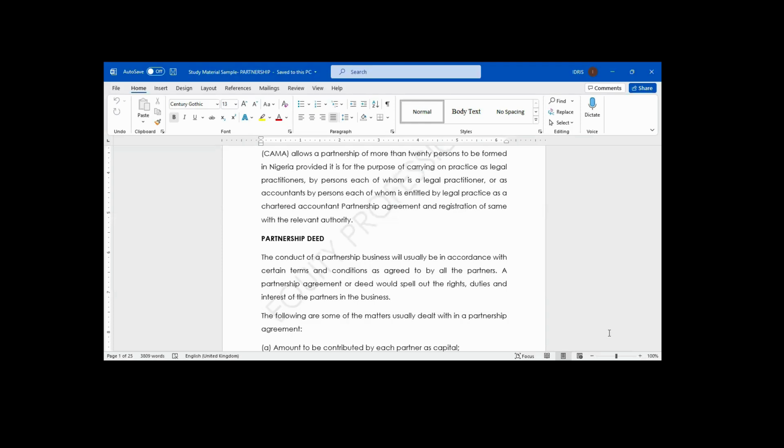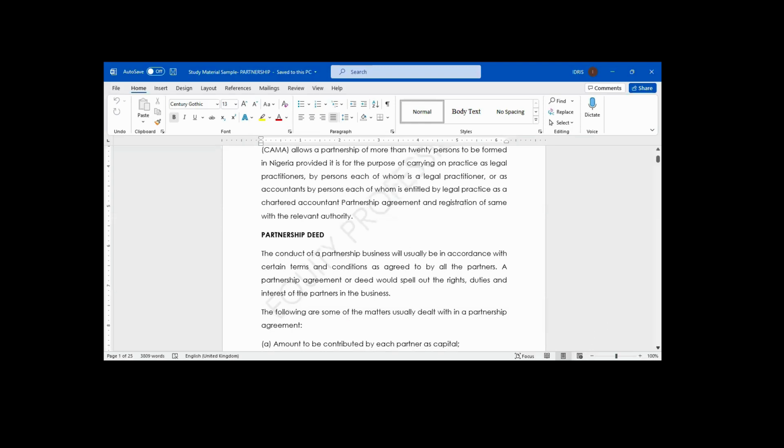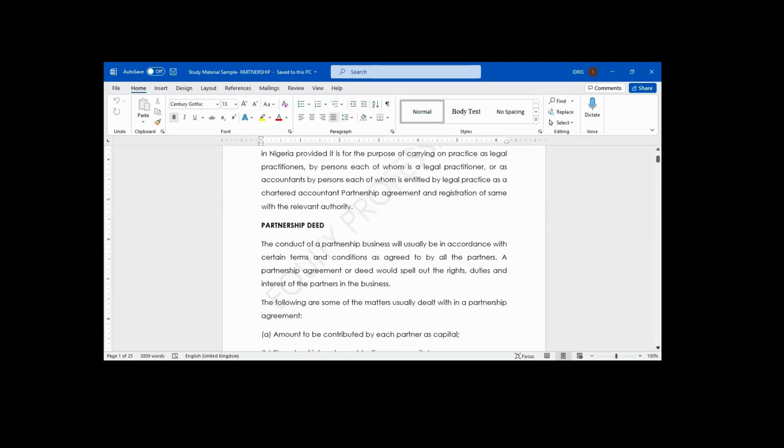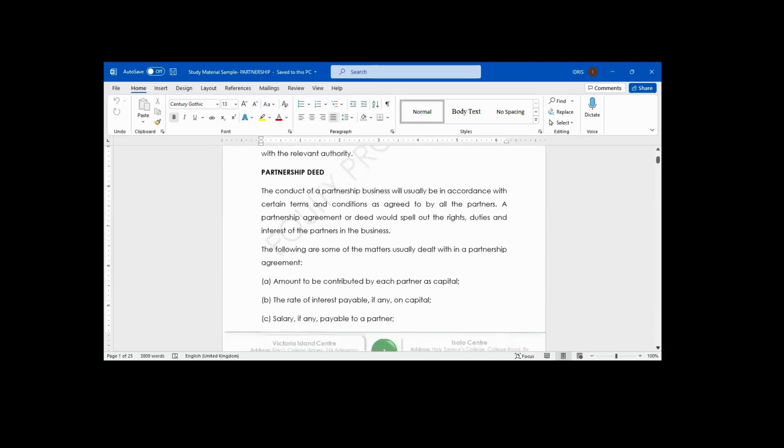At the formation of a partnership business, there has to be a draft of the partnership deed that is going to be signed by all the partners. It will tell them the terms and conditions, the rules and regulations guiding the partnership business. So this partnership deed has some content.